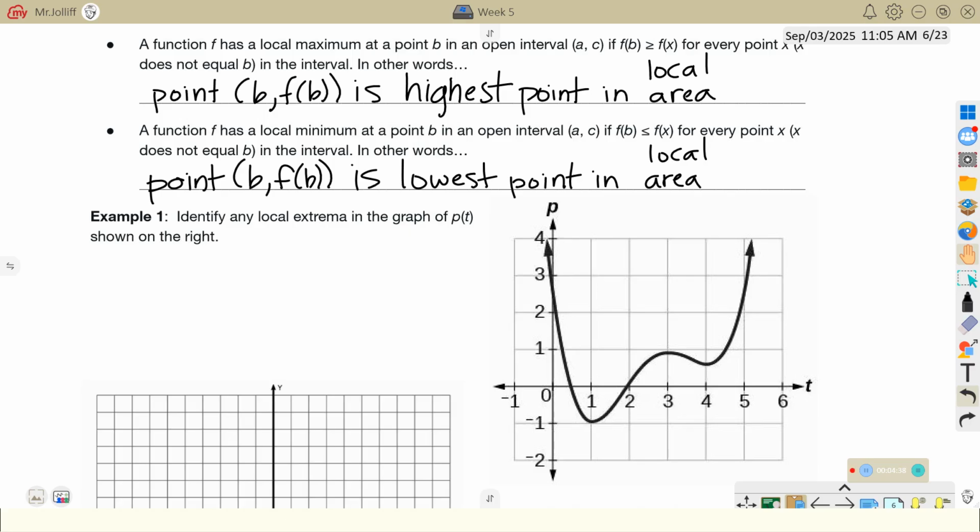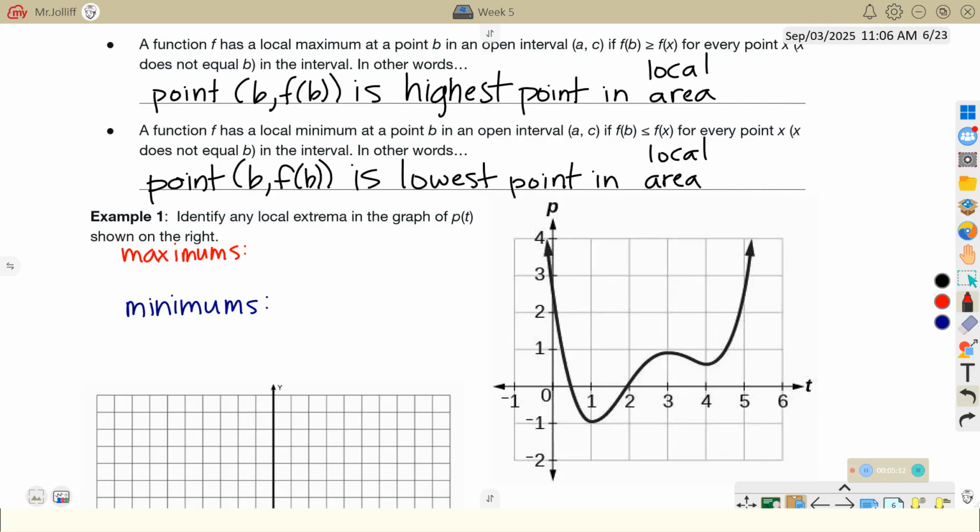So I'm going to separate this into two categories because I know I have two types of extrema. I have maxes. So I'm going to draw all my maximums in red on my graph. And then we have minimums. I'm going to do those in blue on my graph. So we will start with maximums.